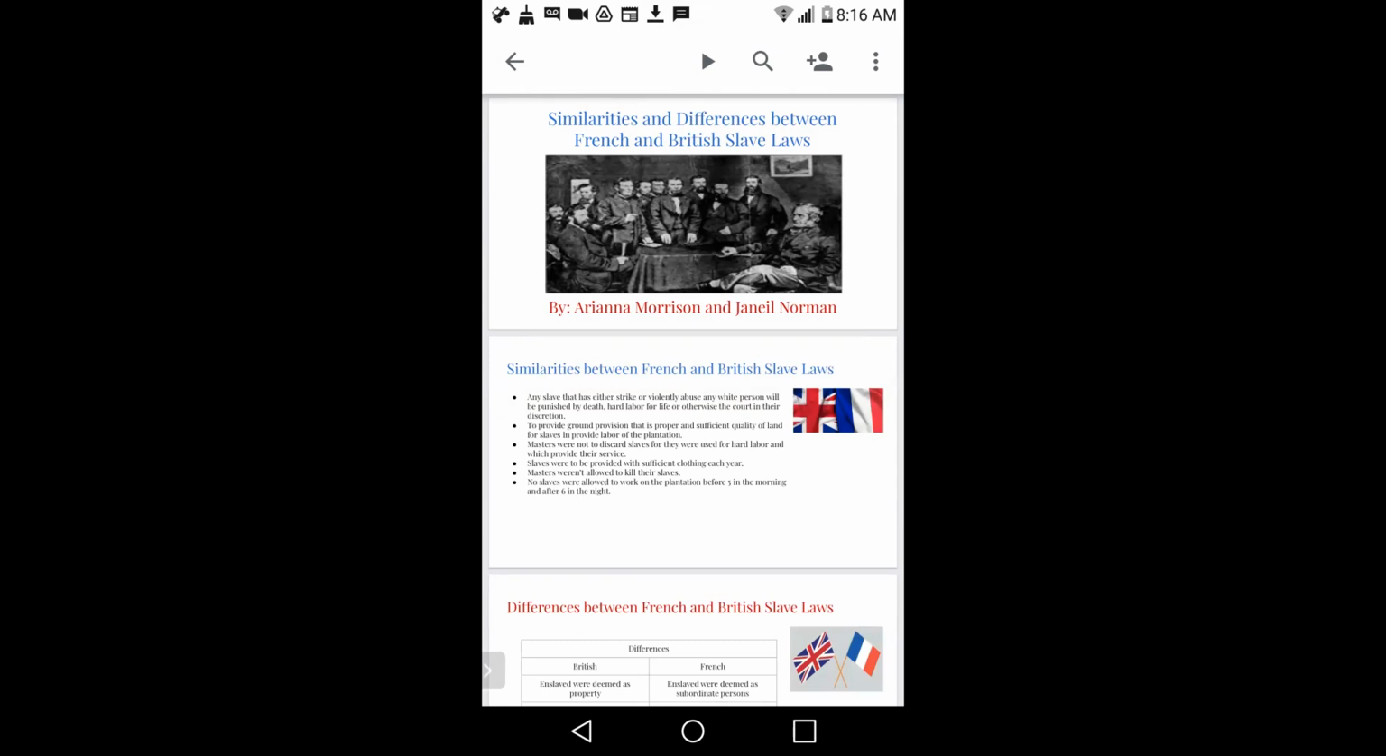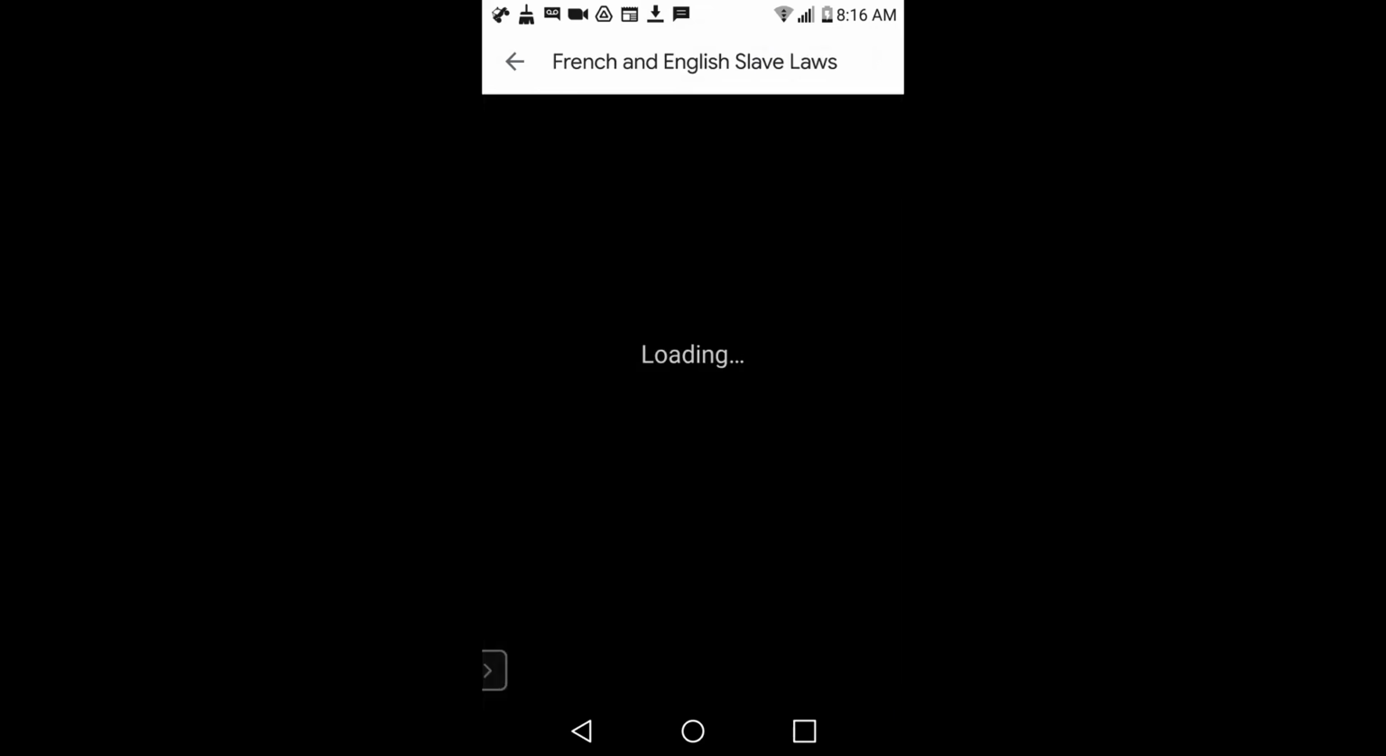Similarities between French and British slave laws. Any slave that has either struck or violently abused any white person will be punished by death, hard labor for life, or otherwise at the court's discretion. Masters were to provide ground provision of proper and sufficient quality of land for slaves to provide labor for the plantation.